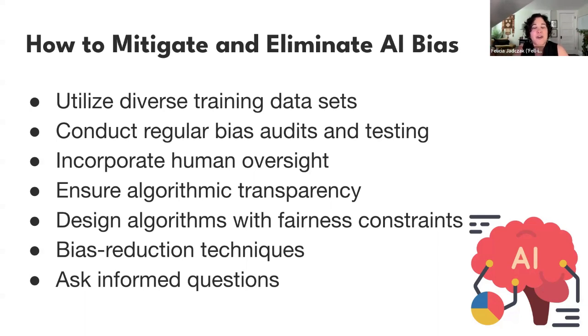Having algorithmic transparency is really important too, because that can help us to understand why and how biases are occurring. If we're able to make algorithms more interpretable, then developers, stakeholders, regular users can pinpoint potential areas of bias and adjust accordingly. We want to design algorithms with fairness constraints. This could make sure that attributes like race, gender, etc., don't unduly influence the AI's decisions. Other bias reduction techniques could be things like reweighting data, using debiasing methods to help, again, just make sure that we're reducing the impact of bias in AI models.